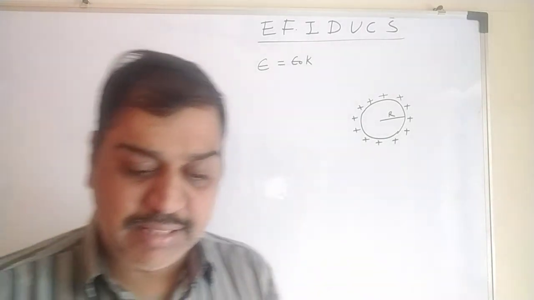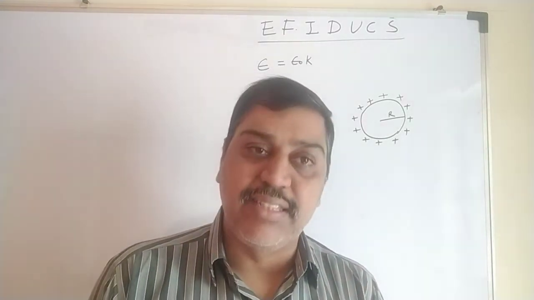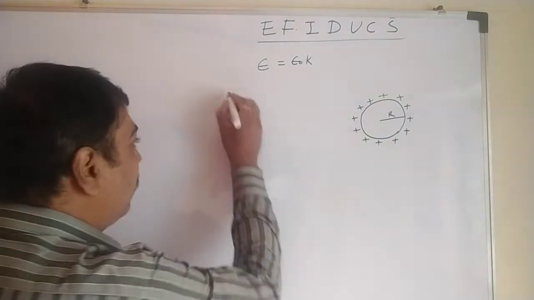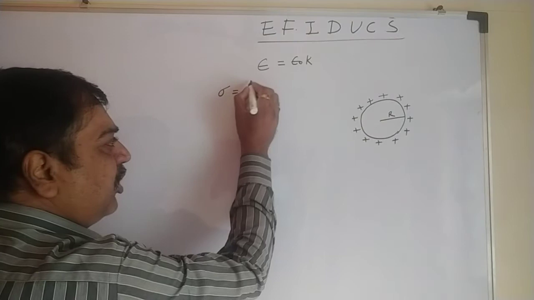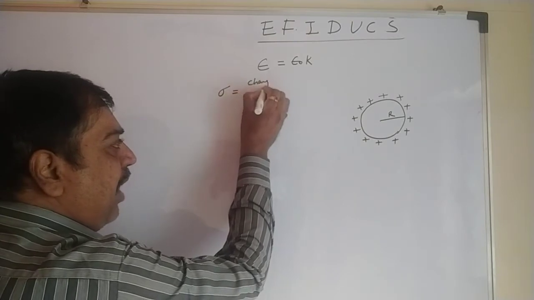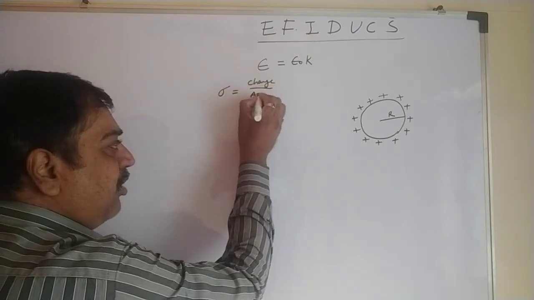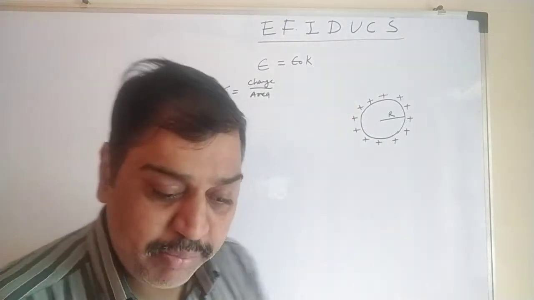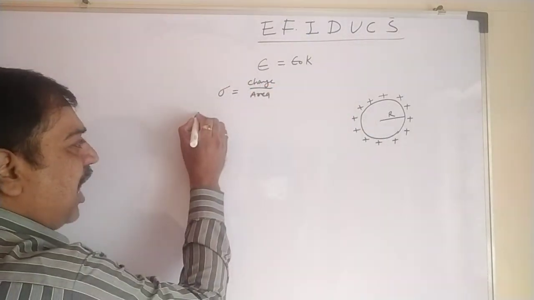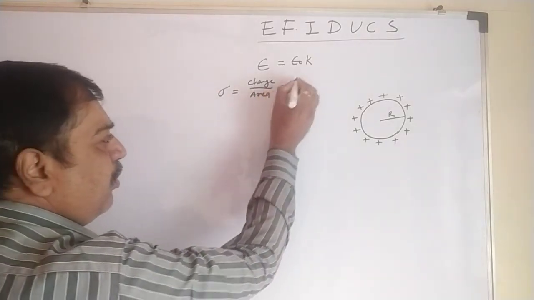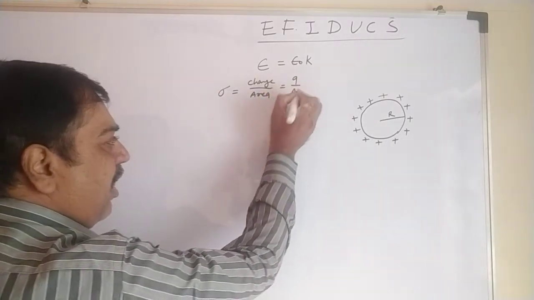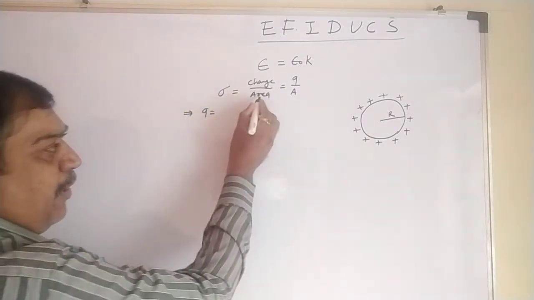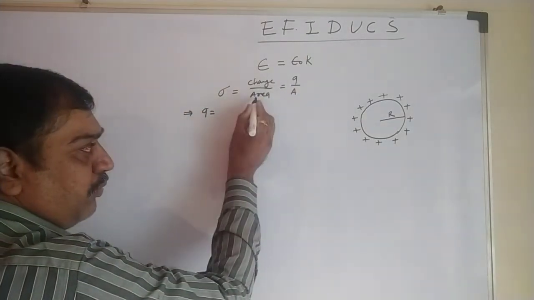Let us assume another condition here. Let sigma be the charge density. Charge density means charge per unit surface area. So sigma is the charge divided by the surface area, that is, the charge divided by the area of the sphere. From this we find the charge. So sigma equals Q divided by area. Find out Q. So this implies that Q equals what?